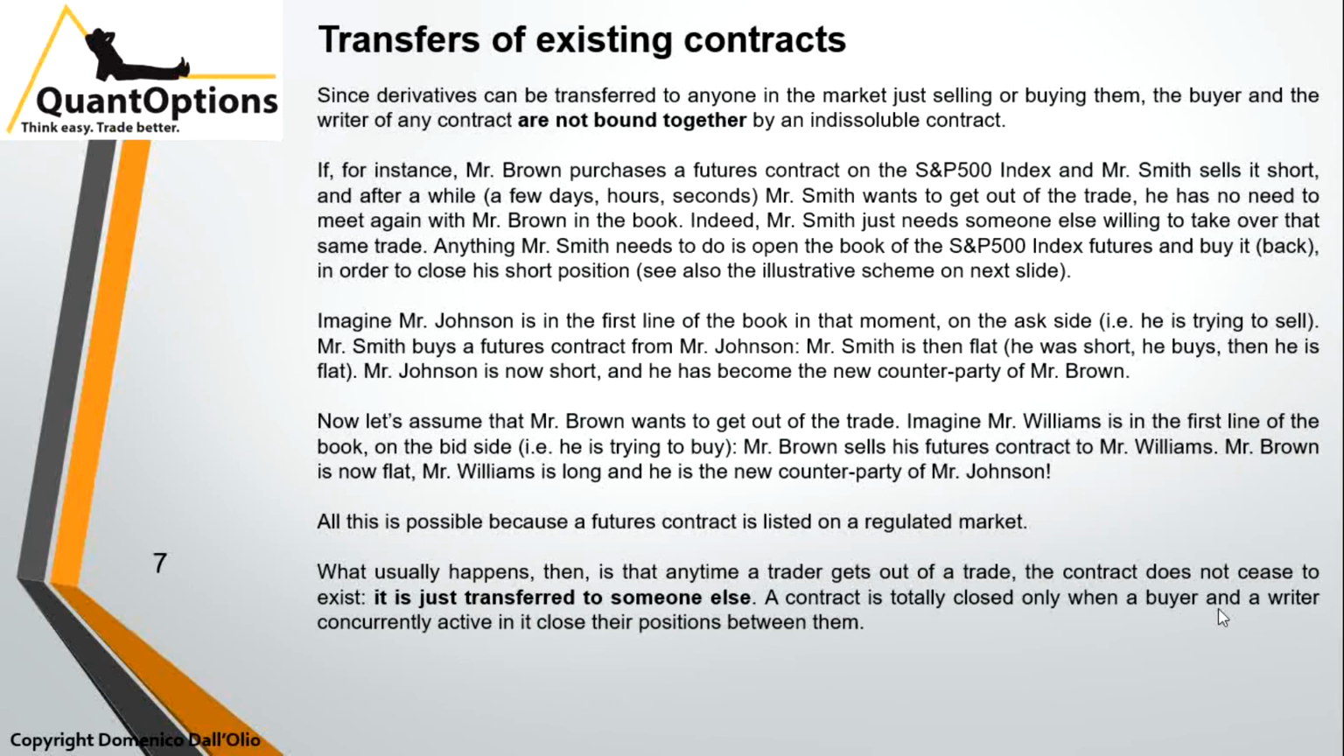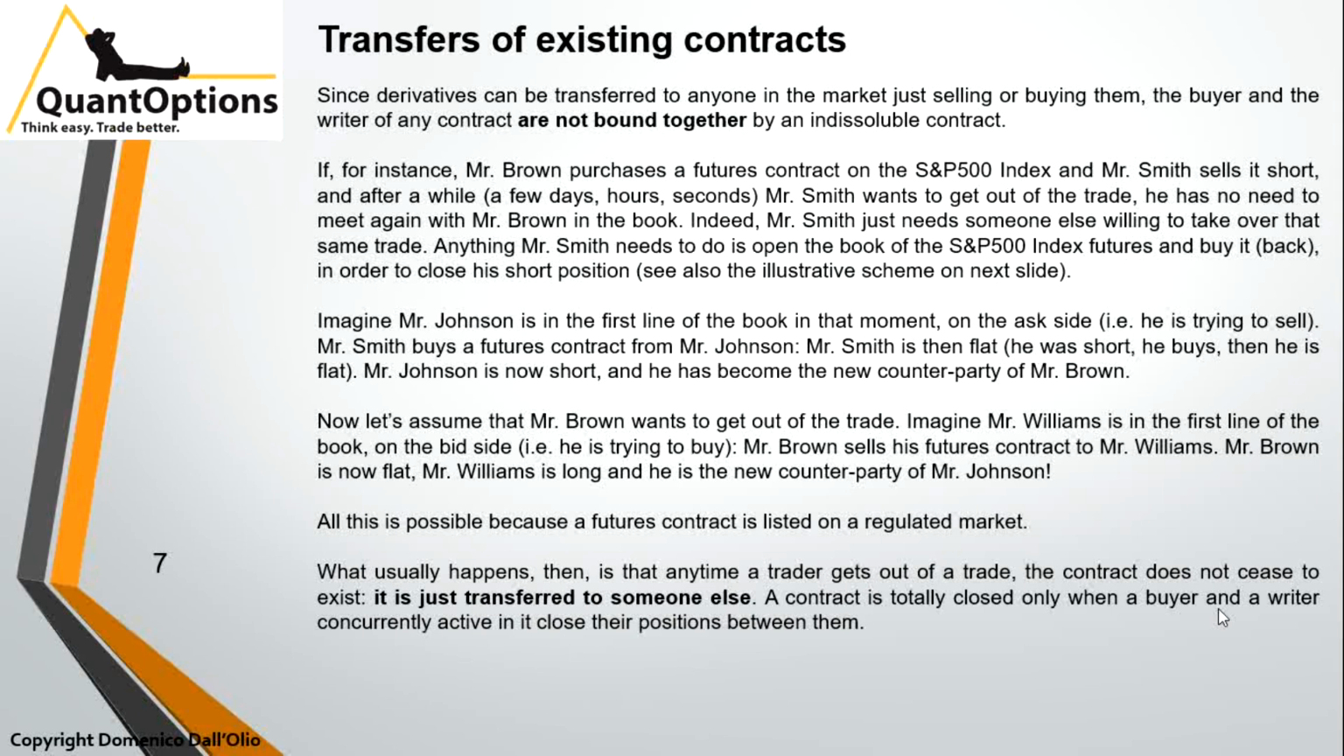Let's speak of transfers of existing contracts. We will first see it in words, and then in the next slide we will see it with a scheme that should make things easier to understand. Since derivatives can be transferred to anyone in the market just by selling or buying them, the buyer and the writer of any contract are not bound together by an indissoluble contract.